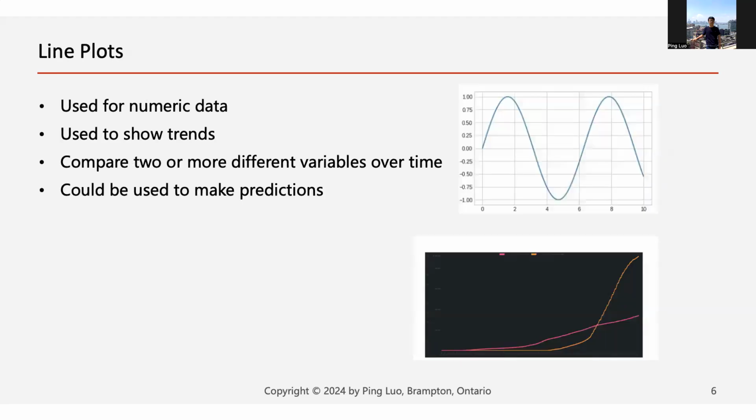So the first one is line plots. This is a very basic plot. We saw it earlier in mathematics and other courses. It's very good to compare different variables over time, and it can also be used for predictions. Basically, this plot is two-dimensional, and each dot on this line is just a value. It has both x-axis and y-axis coordinates. So for example, this curve shows a sine function.